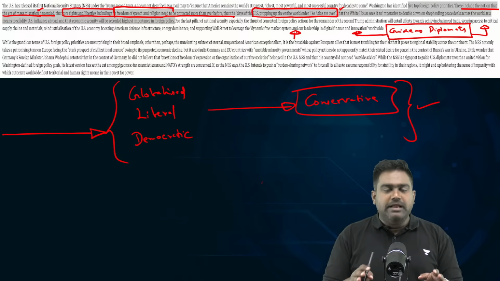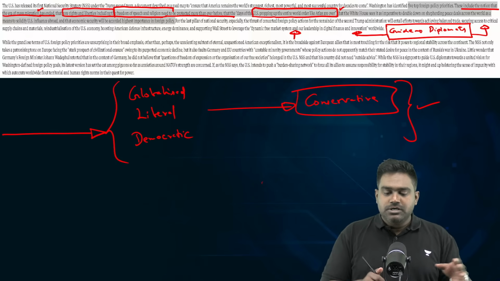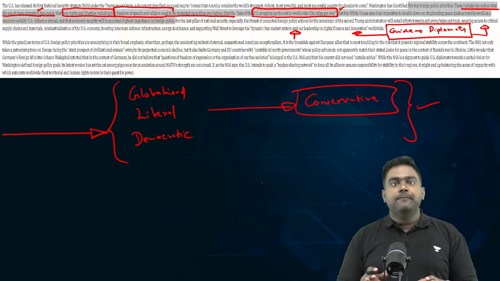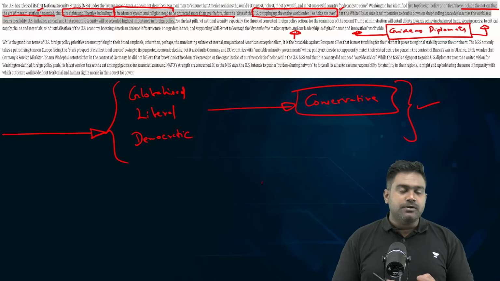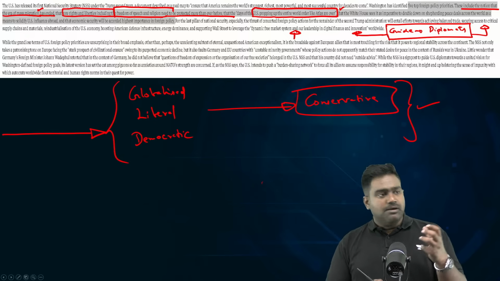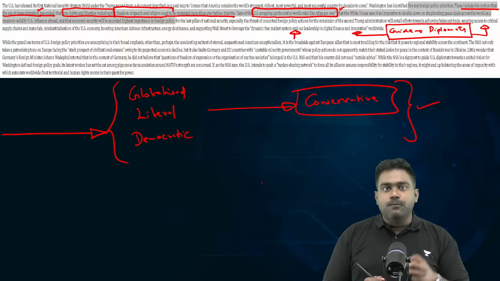US doesn't want to be involved in regional issues. Now, this is both good and bad. Depends on which conflict or which country or which region you're talking about. For example, let's say you're talking about Europe, you're talking about NATO.